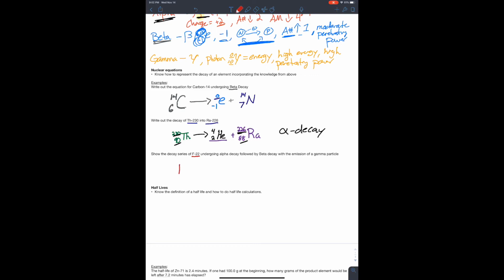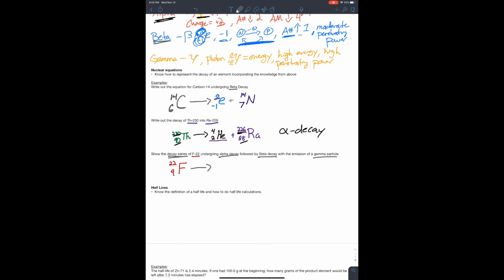F-22, okay? So we have fluorine, atomic mass 22. Fluorine always has 9 protons, or else it wouldn't be fluorine, as we know, okay? So this is decaying, and we know it's going alpha decay. So this is an interesting question because I said write the decay series, and I gave you multiple steps. So F-22 undergoing alpha decay, followed by beta decay, and the emission of a gamma particle.